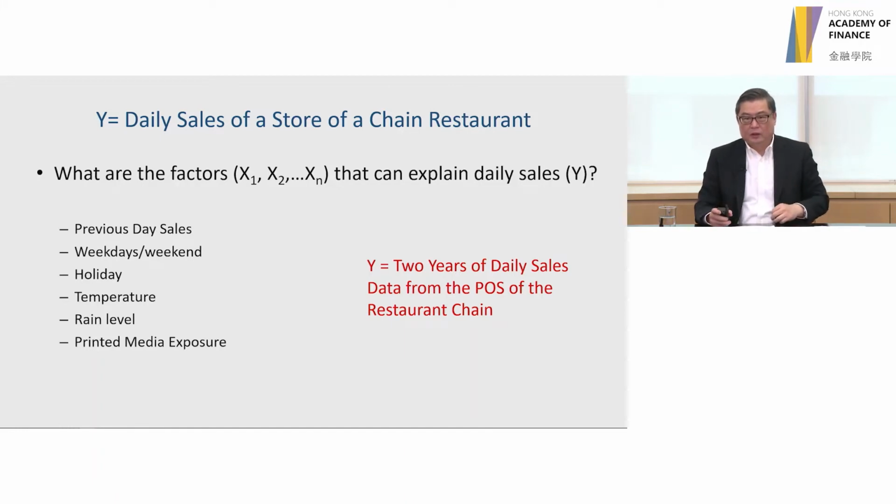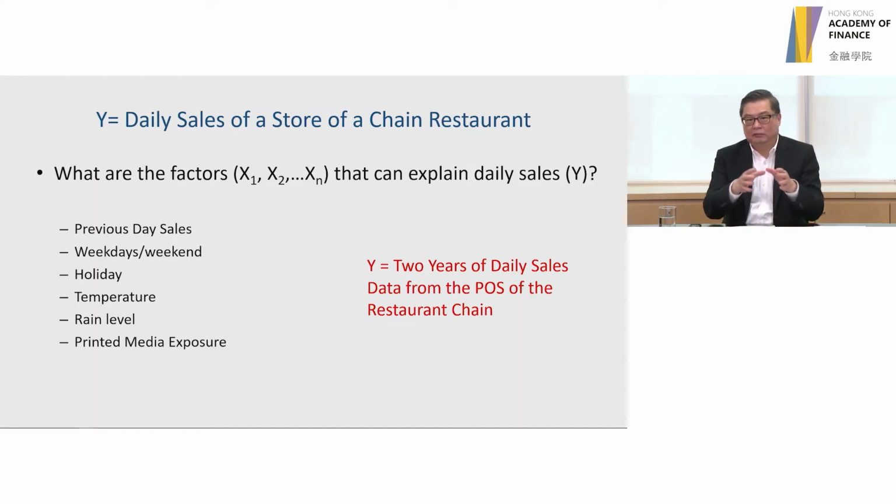So the first step in applying machine learning is what's the Y and what's the X. Okay, now it's clear. Y is daily sales. The X are what could explain or predict daily sales: the sales of the previous day, whether that day is a weekend or a weekday, whether that day is a holiday, the temperature of that day, the rainfall level, and also promotion.